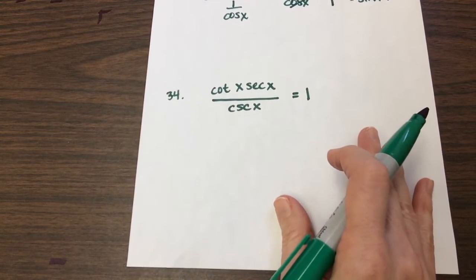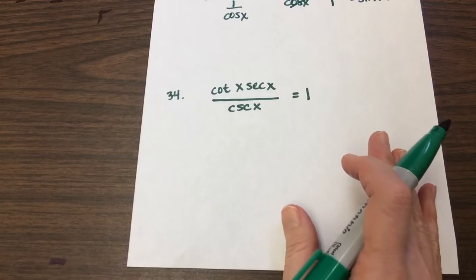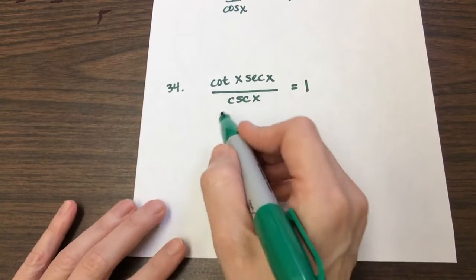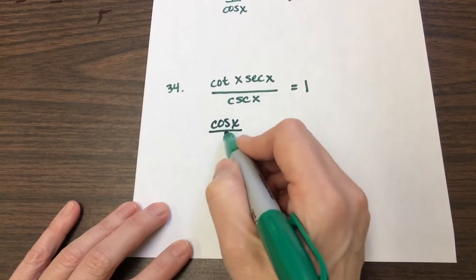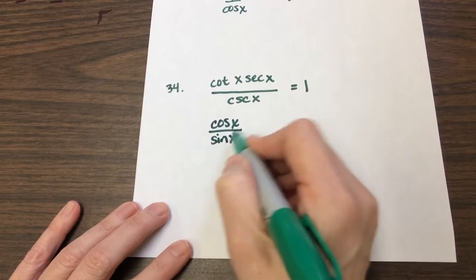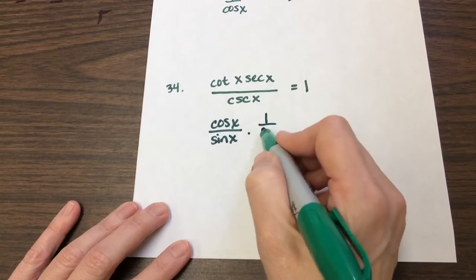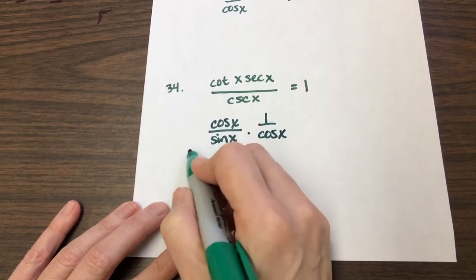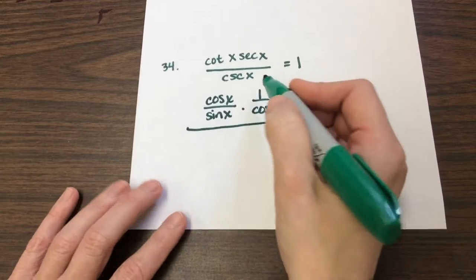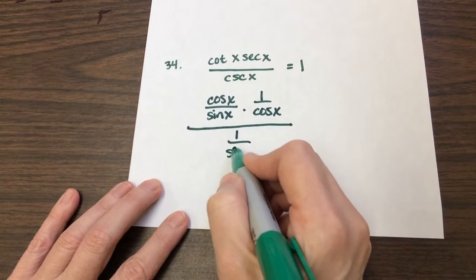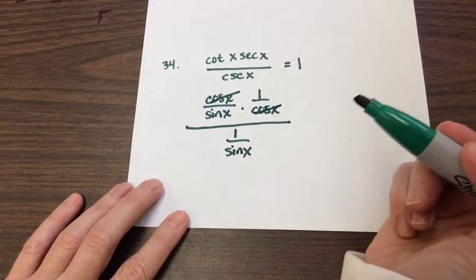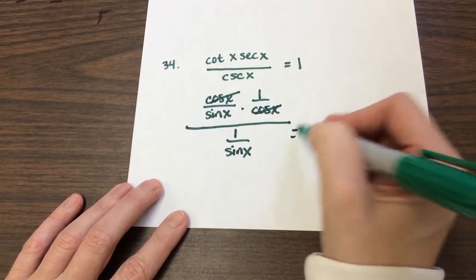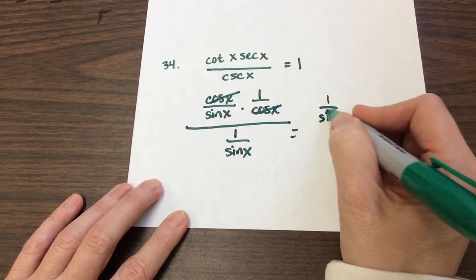Alright, same thing with 34. So I'm rewriting everything in terms of sine and cosine. So I've got cosine of x times, over sine of x times 1 over cosine of x, all over cosecant of x, which is 1 over sine of x. Okay, simplifying, I'm going to have 1 over the sine of x up top.